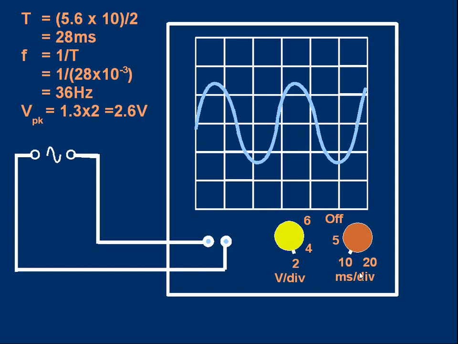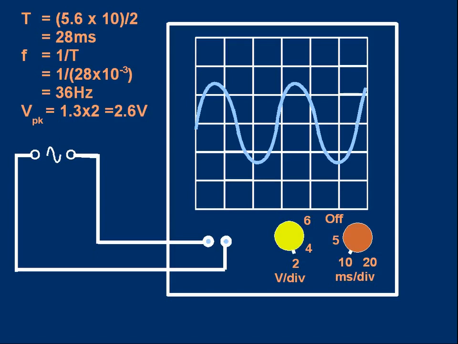Each division is 10 milliseconds. So the period is 5.6 divisions times 10 milliseconds, 56 milliseconds, but that's for 2 complete oscillations. So if we divide by 2, we get the time for 1 oscillation, which is the period. It's 28 milliseconds. To find the frequency, it's 1 over the period. 1 over 28 times 10 to the minus 3 seconds comes to, to 2 significant figures, 36 hertz, 36 cycles per second in old-fashioned terminology, 36 hertz.